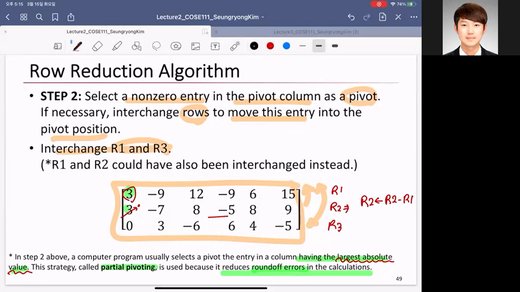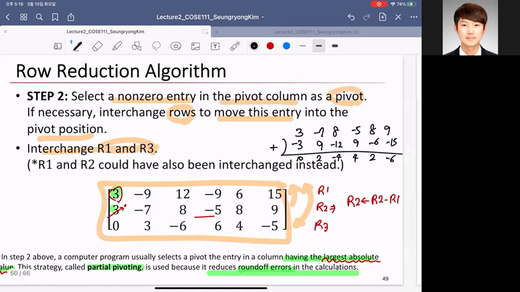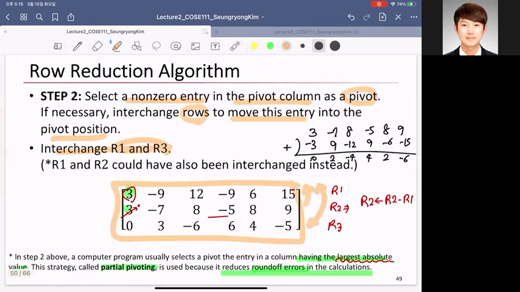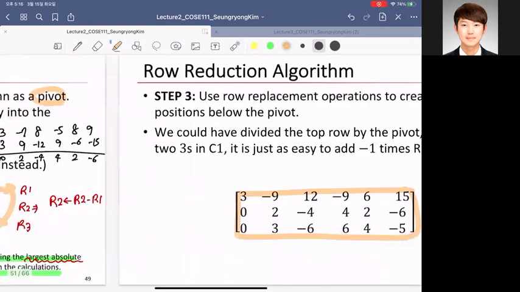So let's do that. Original R2 was 3, -7, 8, -5, 8, 9, and minus R1 is going to be -3, 9, -12, 9, -6, -15. By adding these two terms, 0, 2, -4, 4, 2, -6, right? Okay, so our new matrix is going to look like this. 2, -4, 4, 2, -6, right? -6. Okay.